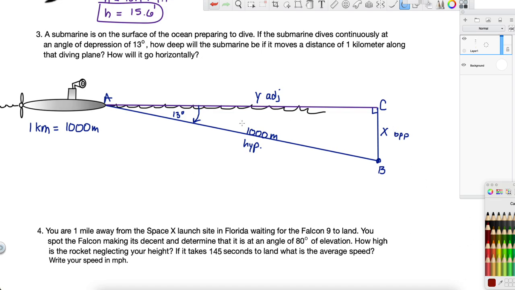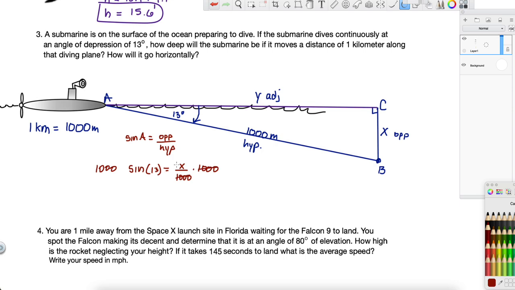So let's find X first. So we know that sine of some angle is the opposite leg over the hypotenuse. So I hope you see here that X is the opposite and 1,000 meters is the hypotenuse and the angle is 13. This is what we're going to use. So we got sine of 13 equals X over 1,000. 1,000 is dividing into X, and we want to undo that. So the inverse is multiply.